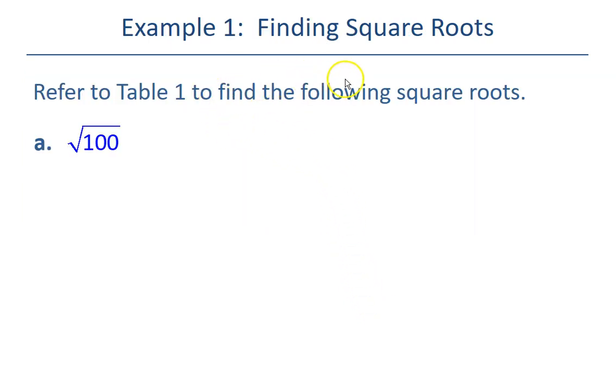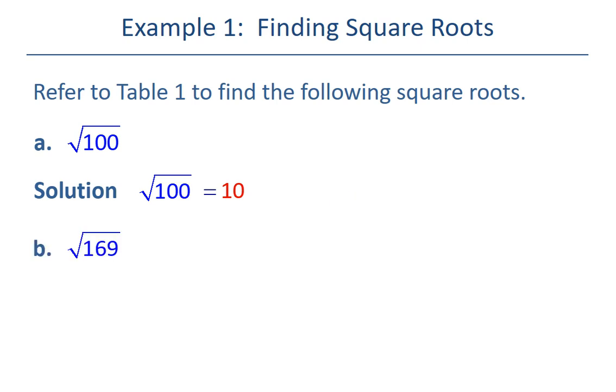So again, you can use your previous table. Square root of 100 is 10. Now you want to have at least some of these because these could be quiz questions. Square root of 169, did you remember? It's 13.